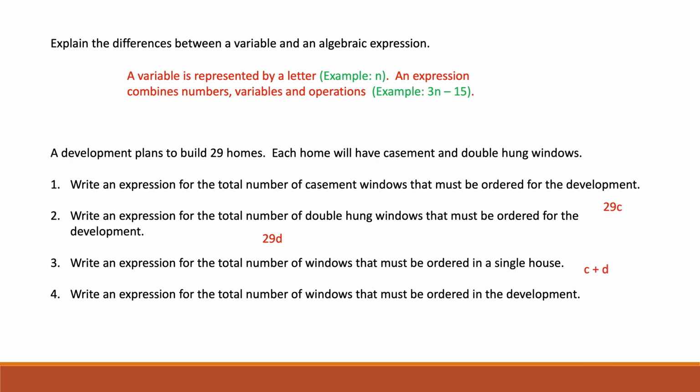Number of windows in a single home. It's only got casements and double hungs, so C plus D. And then an expression for the total number of windows that must be ordered for the development. And what I really like about this question is there's 2 ways we could write the answer.